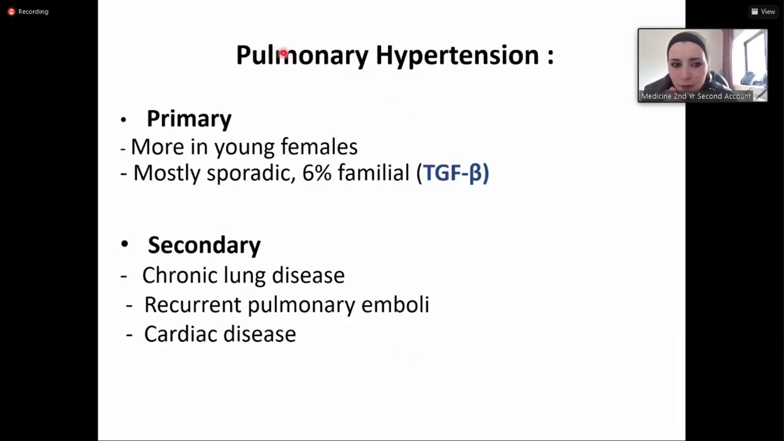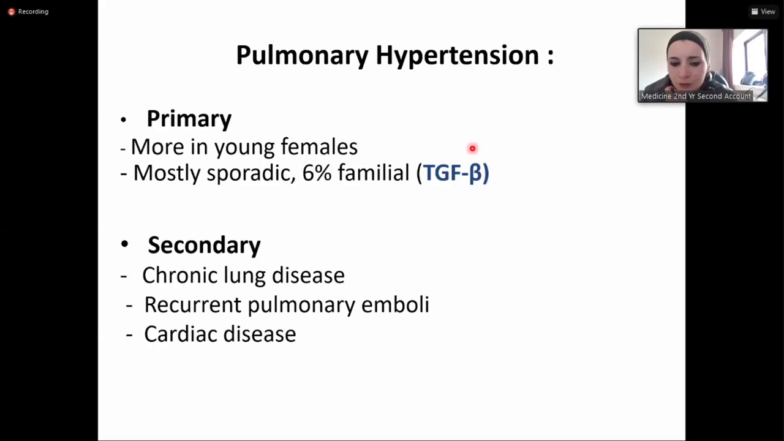Next disease is pulmonary hypertension. In pulmonary hypertension, بصير في عندي resistance of blood flow through the pulmonary circulation. يعني بتشبه systemic hypertension, but this happens in the pulmonary blood vessels. Causes, it could be primary or secondary. Primary, mostly inherited diseases in young females, or could be sporadic, like 6% of familial cases, transforming growth factor beta. Transforming growth factor beta بيكون في عندهم defective function of the receptor that leads to increase in the resistance of the circulation, in the pulmonary circulation.